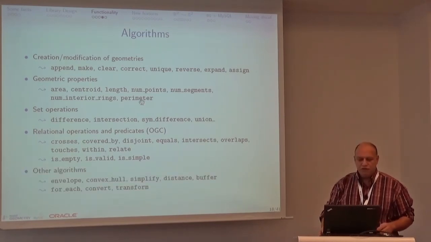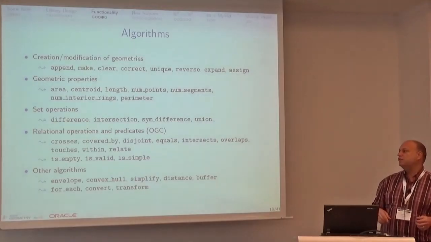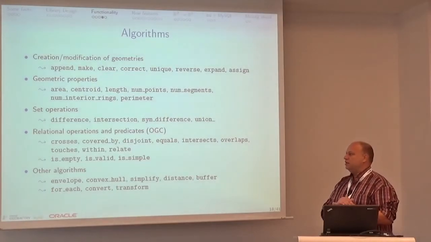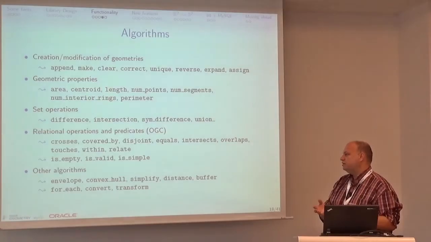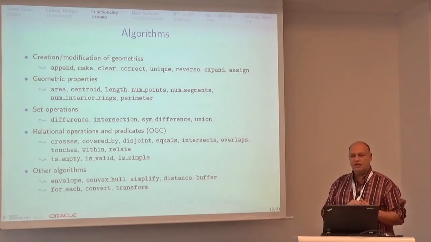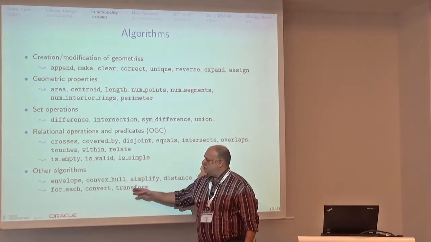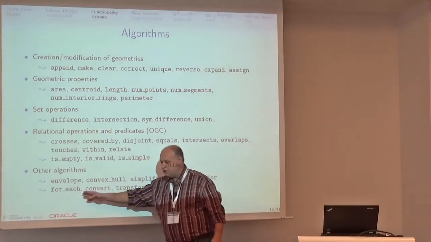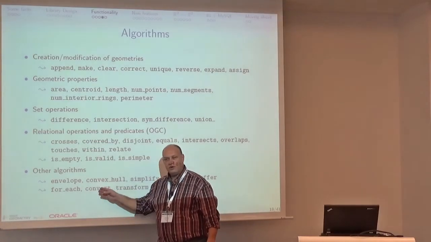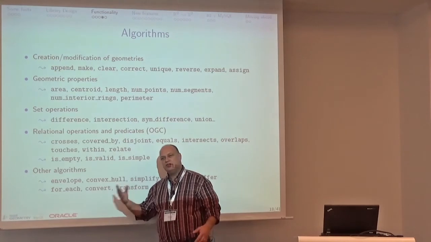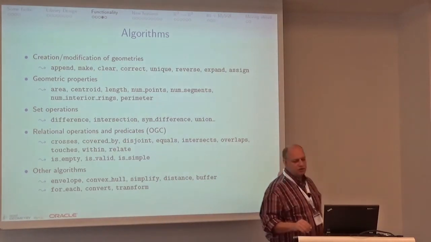And we have a few more algorithms. Envelope basically creates MBRs, minimum bounding rectangles. Convex hull is something that I don't think I need to discuss anymore. I mean, it's pretty obvious. We have distances, we have buffer, which is basically an offsetting algorithm. We have standard kinds of algorithms, like you can do things for each point or for each segment in a geometry. You can convert one geometry type to another geometry type, or one geometry instance to another geometry instance, actually. And you can do a few transformations as well.